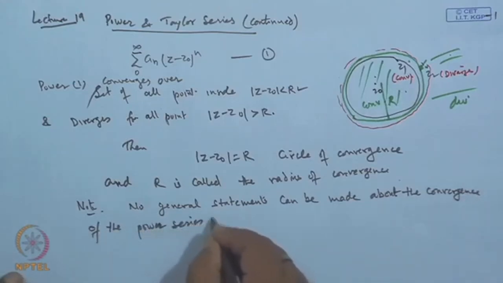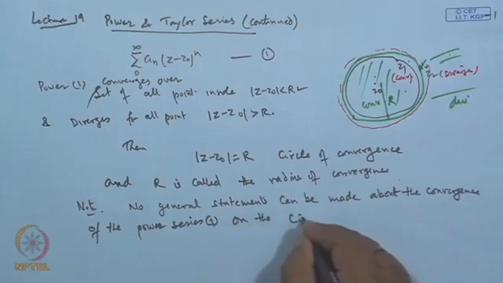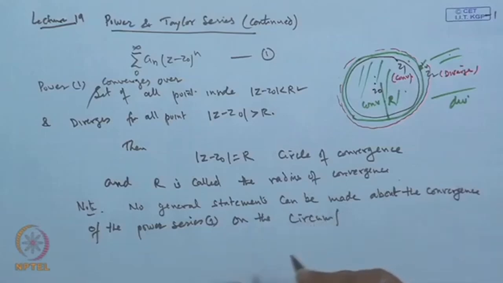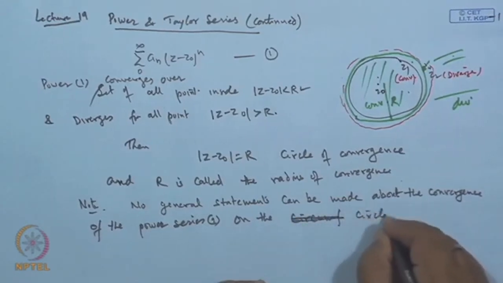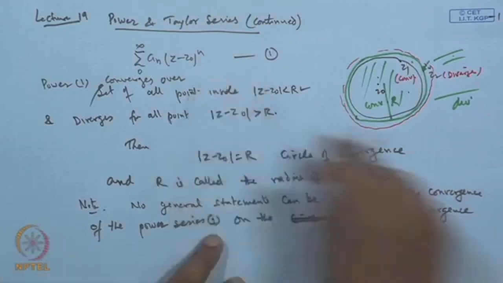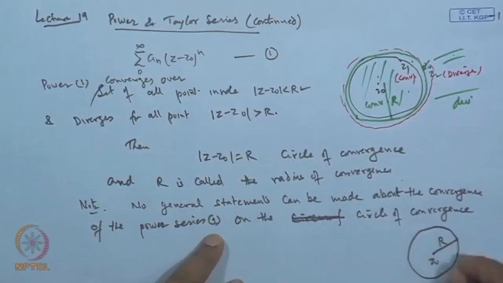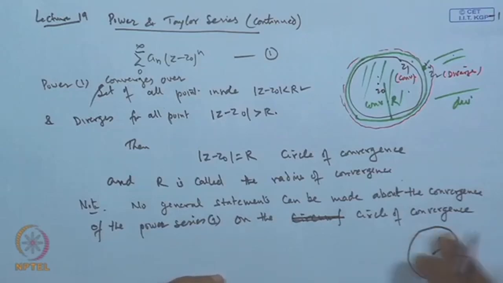Instead of circumference, let us write circle of convergence. It means the behavior of the power series over the circle of convergence varies. There are power series which may not converge at any point over this circle of convergence. There are series which converge at every point on the circle, or maybe a series which converges only at a few points and nowhere else.